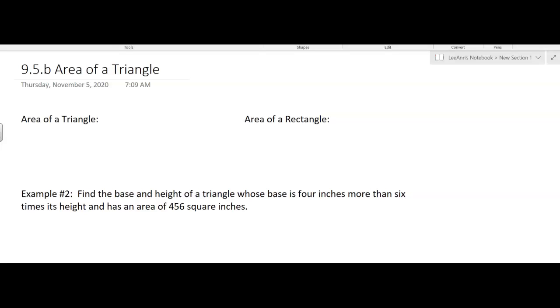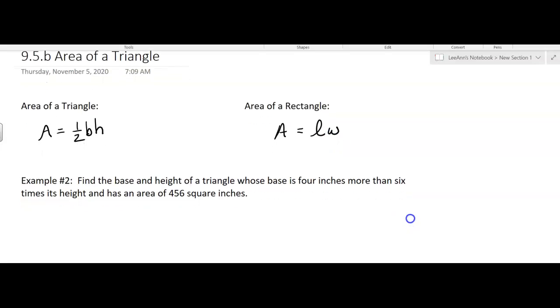So when we have problems involving geometry, a lot of times we'll need a formula. The area of a triangle, that formula is A equals 1/2 base times the height. And the area of a rectangle is length times width. Okay, so those are the formulas we're going to use in the next two videos.